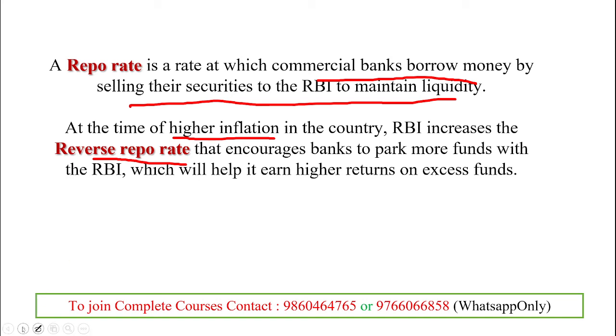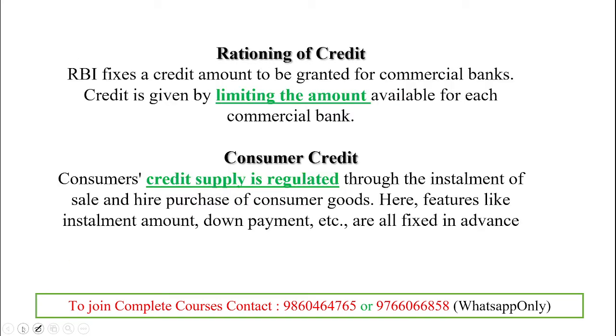Okay. And then we enter the next point, that is qualitative tools of monetary policy. First one is rationing of credit. Here, RBI fixes a credit amount to be granted to commercial banks, and the credit is limited by the RBI because they want to be more responsible towards the money supply in the economy. So limiting the amount available for each commercial bank by RBI keeps the money supply in the economy in equilibrium. Okay.